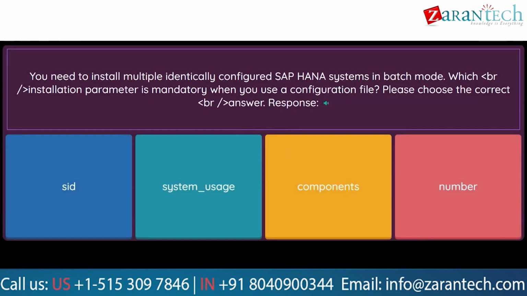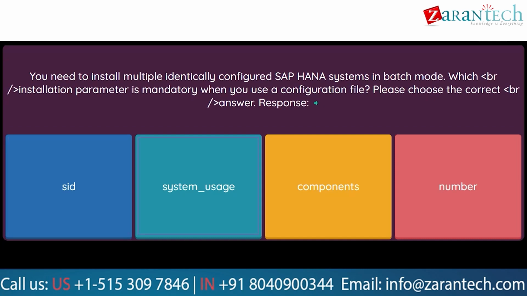Question: you need to install multiple identically configured SAP HANA systems in batch mode. Which installation parameter is mandatory when you use a configuration file? Please choose the correct answer. Response: Option 1, SID. Option 2, System_usage. Option 3, Components. Option 4, Number.